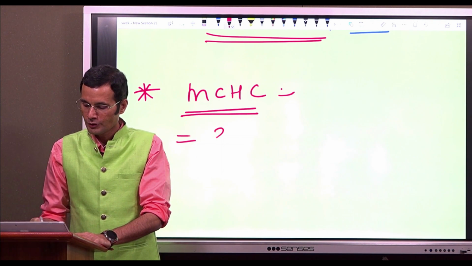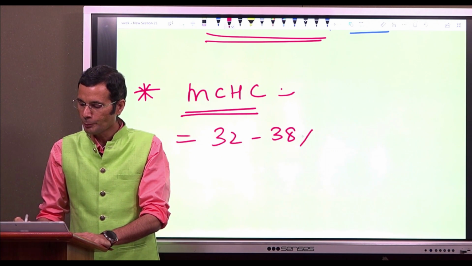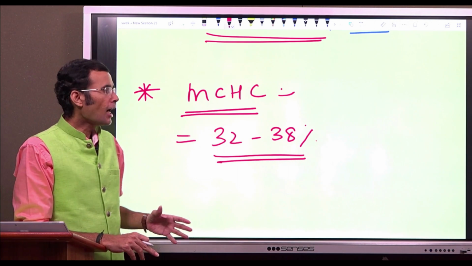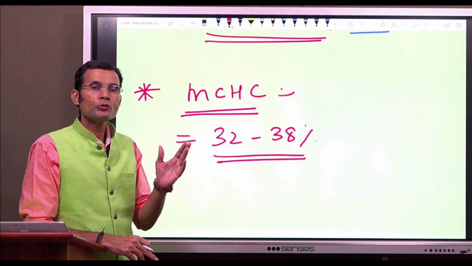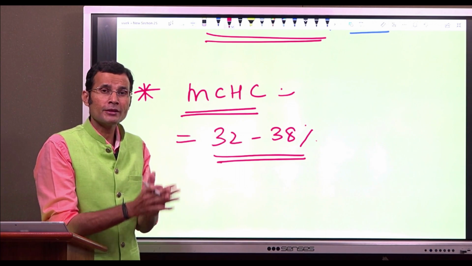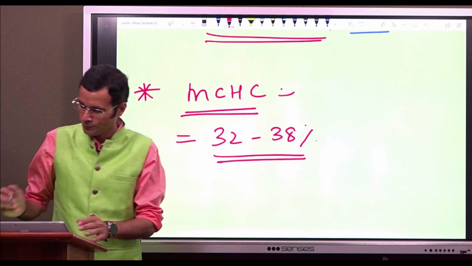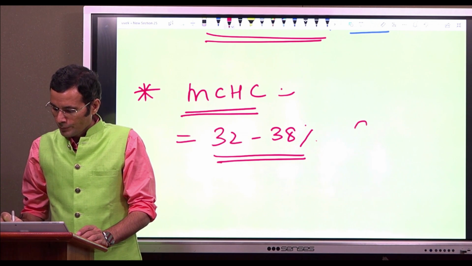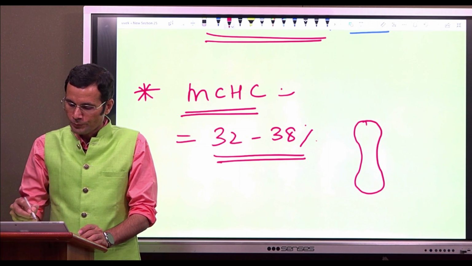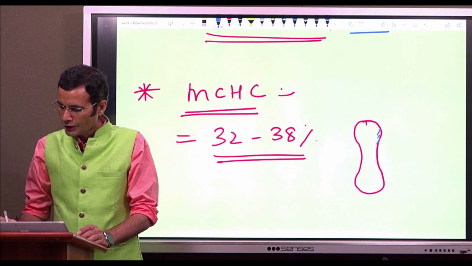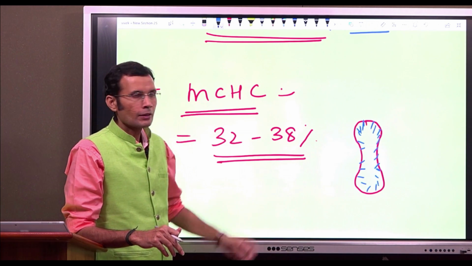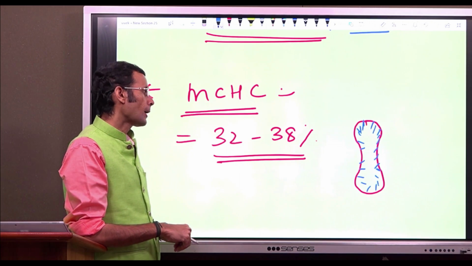The normal value is about 32 to 38%. What does it mean? On an average, a single RBC is saturated up to 38%. I mean 38% of its volume is saturated with hemoglobin. Let me just draw it for the sake of explanation. Let's say a single RBC, and 38% of its volume is saturated with hemoglobin, just for the diagrammatic representation.